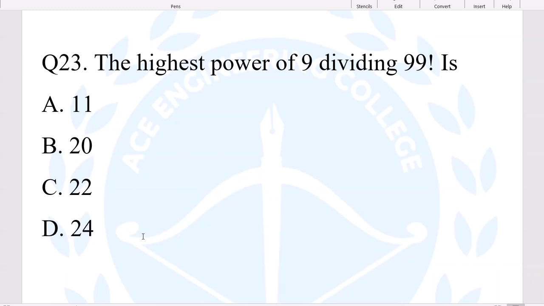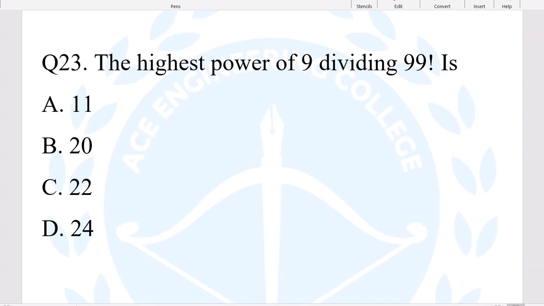Here the question is, what is the highest power of 9 dividing 99 factorial? Okay, the remainder should be 0. It should be exactly divisible. Right. Instead of 9, first calculate 3, then you can do 9. My question is the same question. If suppose the highest power of 3 is 12, then the highest power of 9 will be 6.